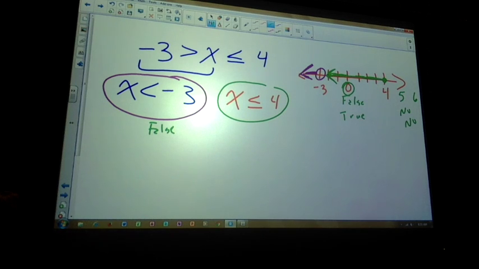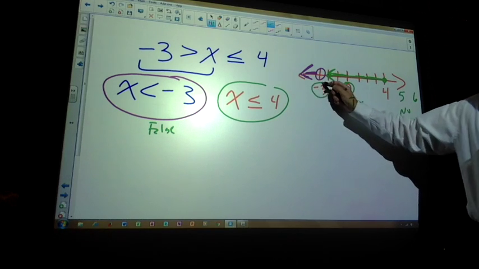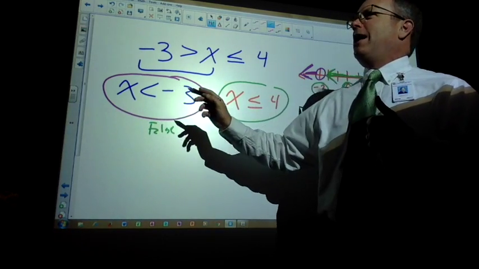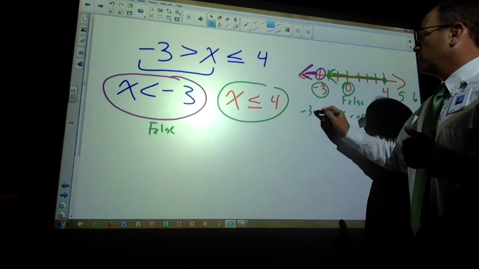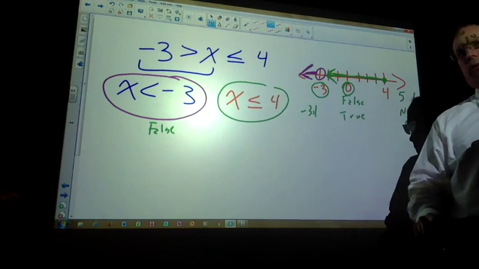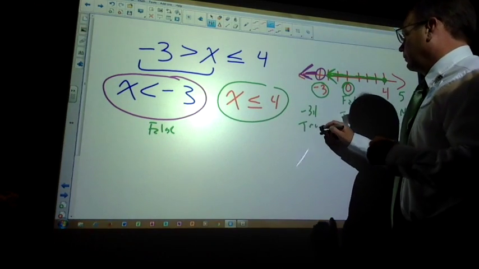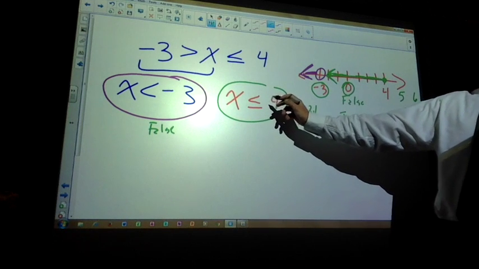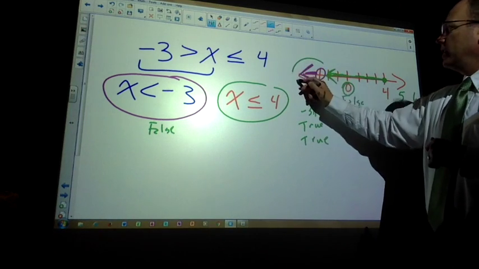So what region appears to not work on both of them? Above 4. From 4 all the way down to 0, even further down? Now, what happens if I plug -3 in? Is -3 less than -3? No. But what about -3.1? Why is -3.1 a little bit to the left of -3? Yes. So -3.1, is that less than -3? Yes, true. Is -3.1 less than 4? Yes. So this is the region I want.